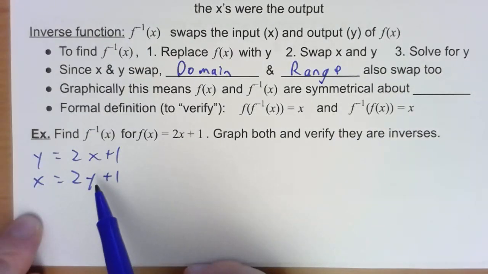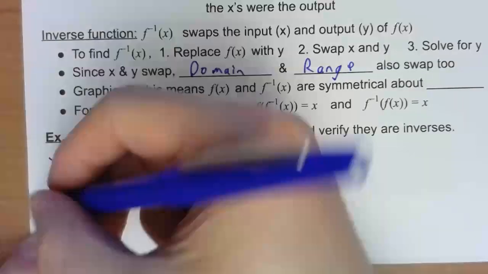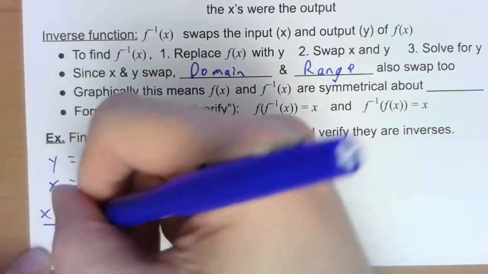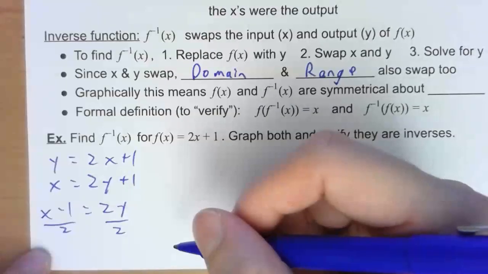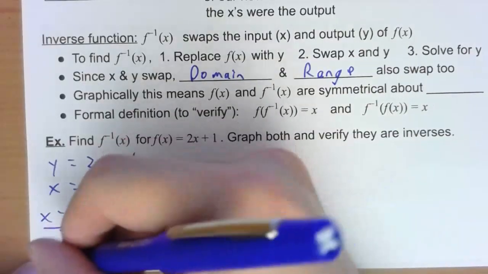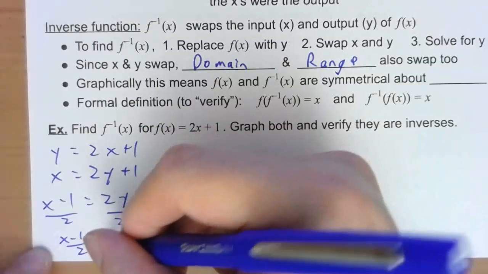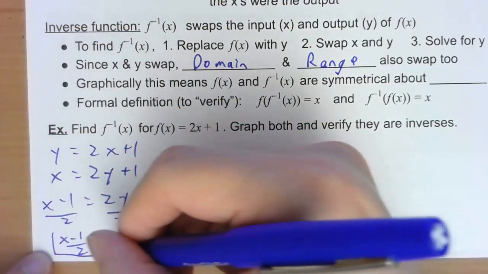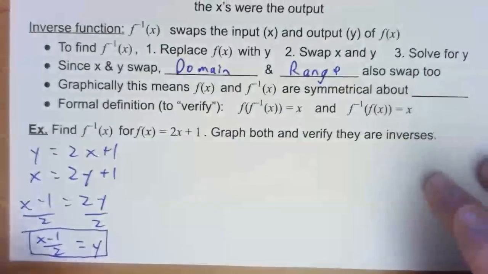So now let's solve for this y right here. So I'll subtract the 1 over. x minus 1 is 2y. And then I'll divide by 2. And I'll get that x minus 1 over 2 equals y. And that's going to be my inverse function right here.